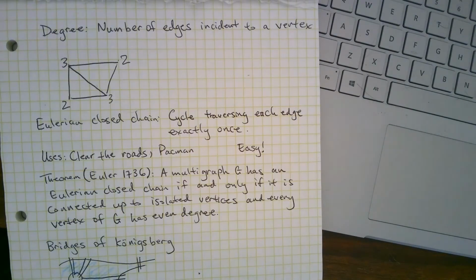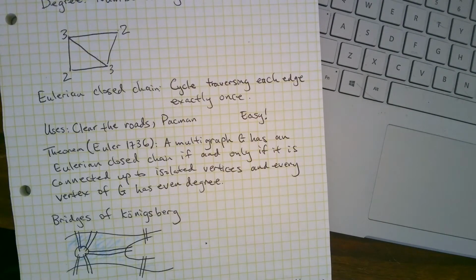There's a theorem from 1736. If you've got a combinatorics and graph theory theorem from that early, it's an easy problem. And the theorem says a multigraph G, multigraph meaning there can be multiple edges between any pair of vertices, has an Eulerian closed chain if and only if it is connected.